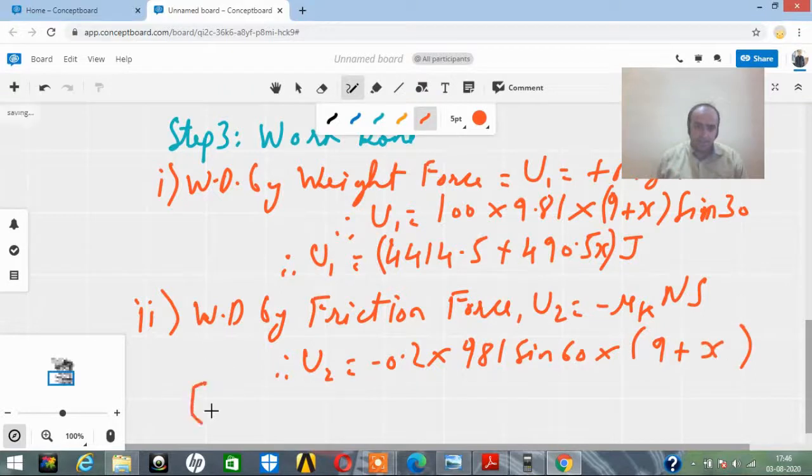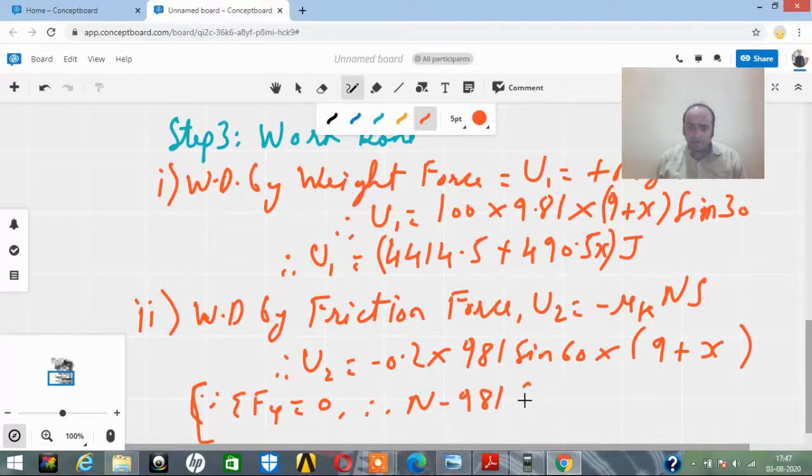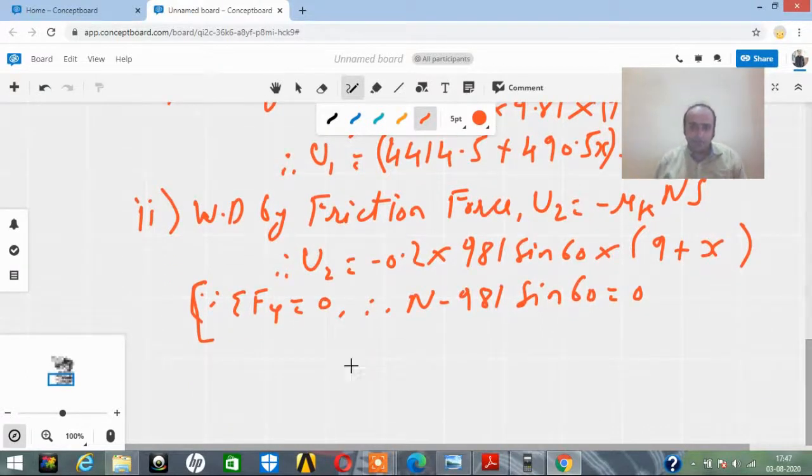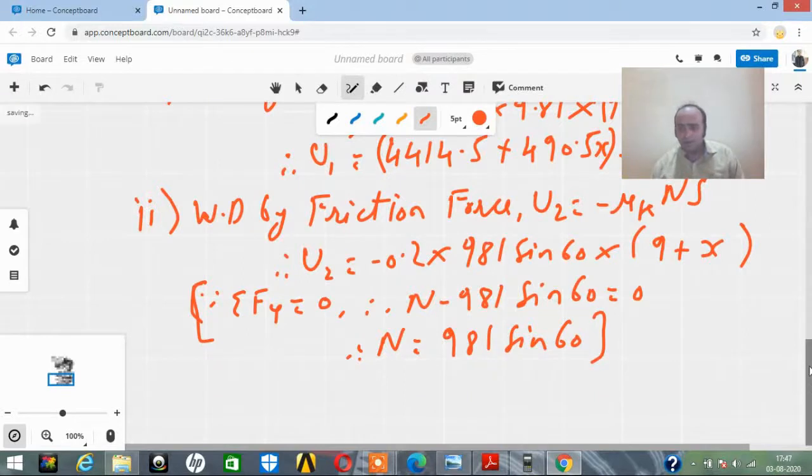Since summation Fy is equal to 0, therefore N minus 981 sine 60 is equal to 0. And therefore I can write it very specifically: N is equal to 981 sine of 60. This is done. Friends, let us go ahead.